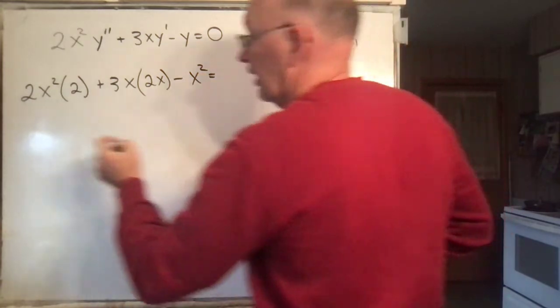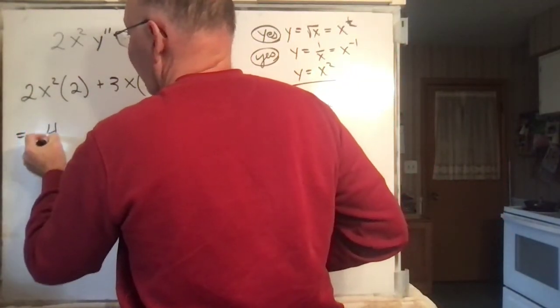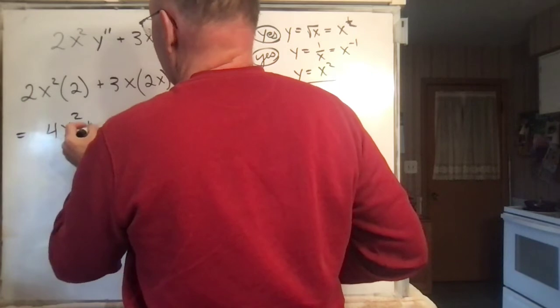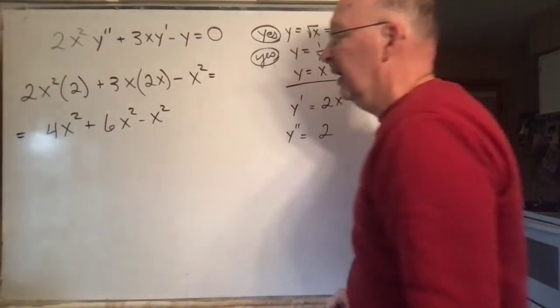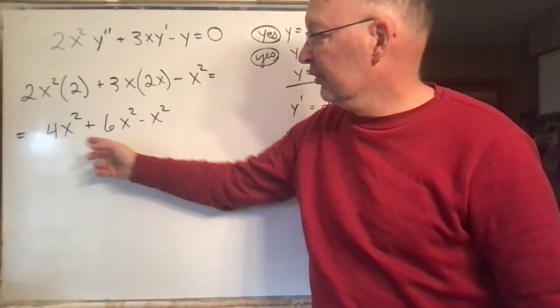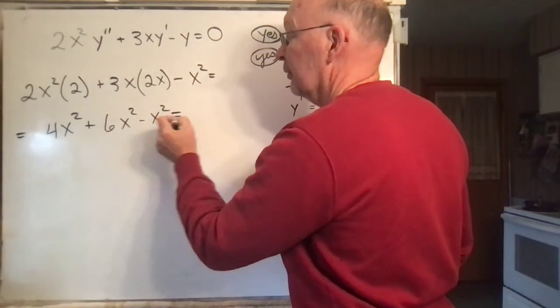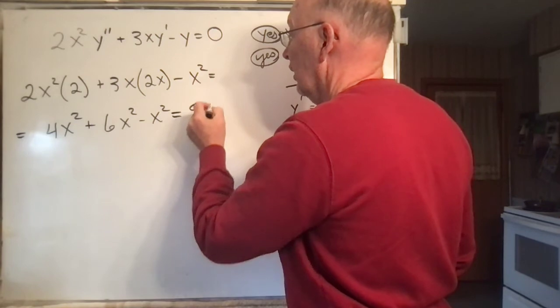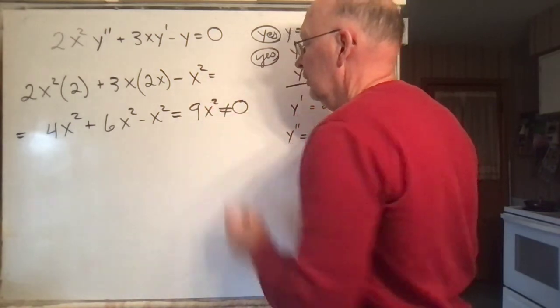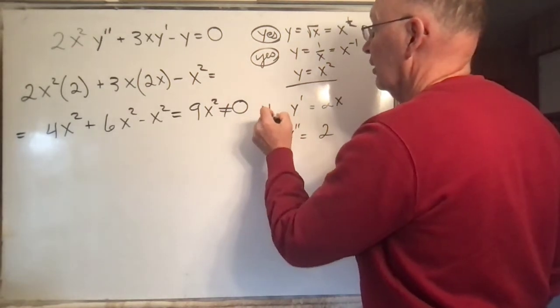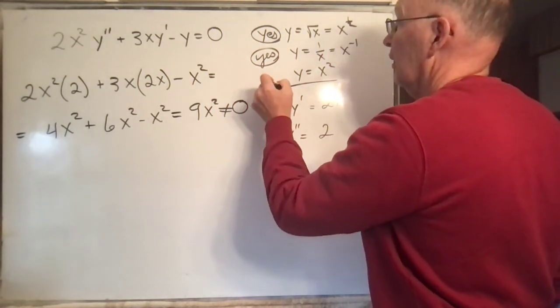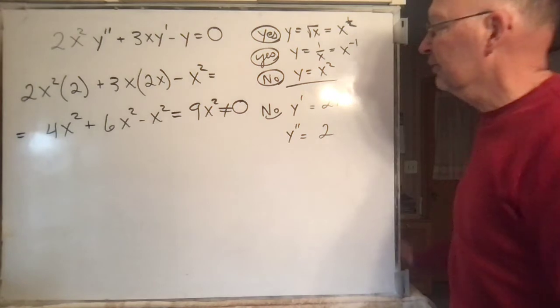And let's see what we get. So this is going to be 4x squared plus 6x squared minus x squared. Ah, too bad. Notice that's not a solution. That is not equal to 0. That's equal to 9x squared, which is not identically equal to 0. So this is not a solution. Not a solution.